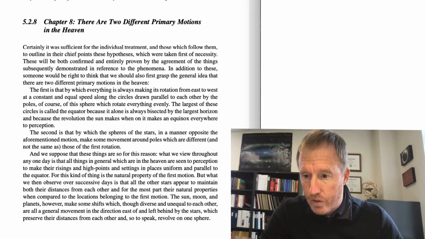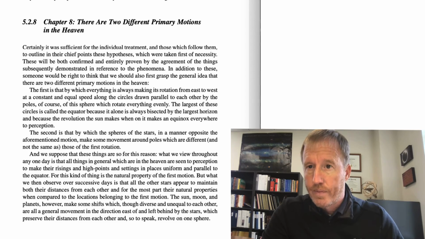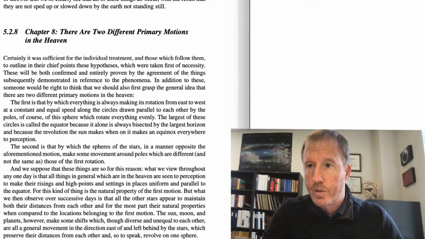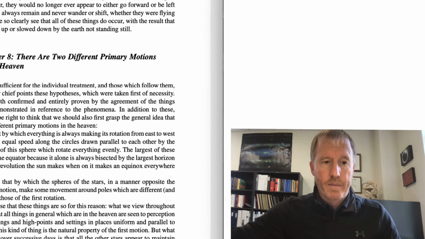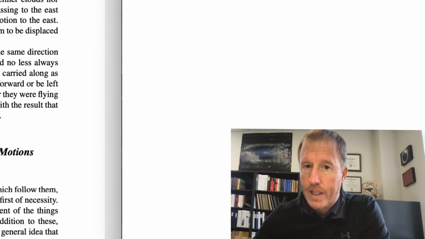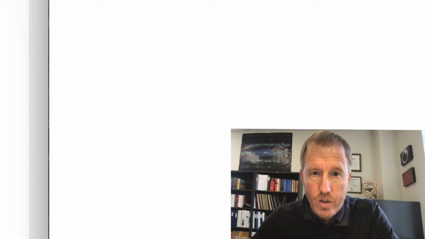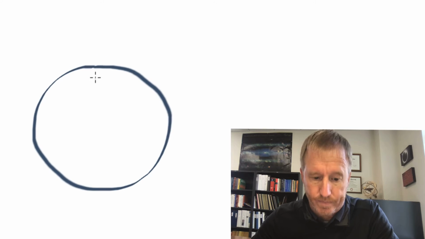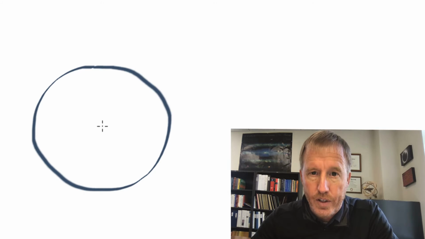Alright, so I'm going to have to do some drawings here. So I'm going to open up my sketchbook. And he mentioned first of all that the first motion of the heavens is from east to west. So if we recall the picture of this celestial sphere, I'll draw a circle representing the celestial sphere. And we have the Earth at the center of this celestial sphere.